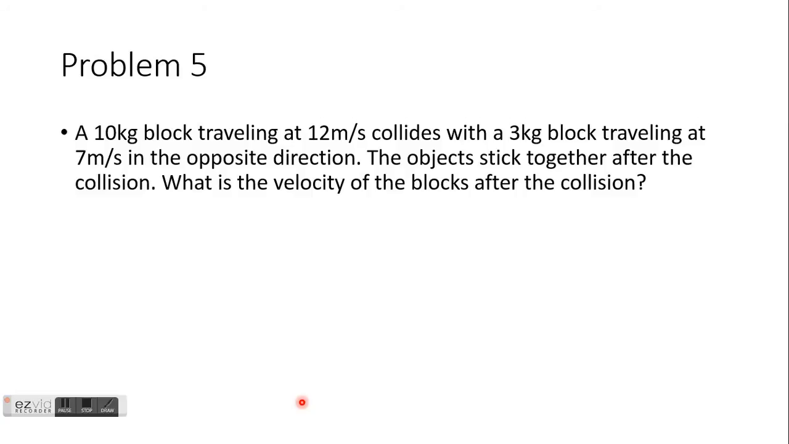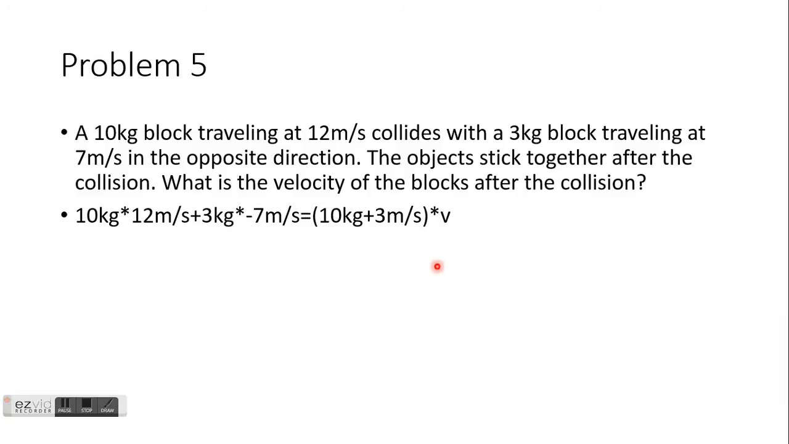So we'd say that 10 kilograms times 12 meters per second plus 3 kilograms times negative 7 meters per second is equal to 13 kilograms times V. Solving for V, we get 7.6 meters per second. There you go. That's how you solve a perfectly inelastic collision.